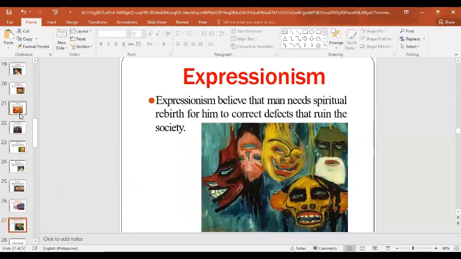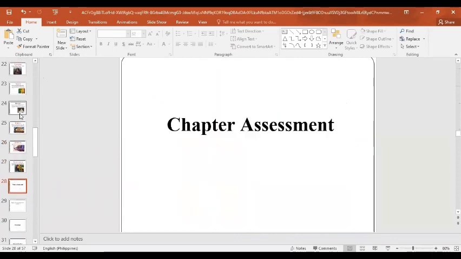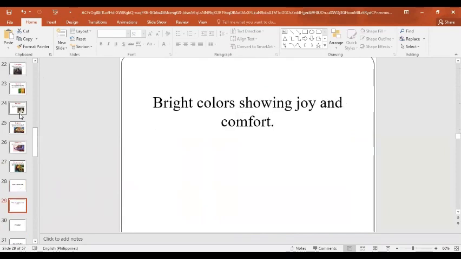And also we have expressionism na ini-emphasize naman yung emotions and feelings ng isang artist, like yung subject presented dito ay involved like in chaos, sadness, tragedy, and also defeat. Okay? So let's do have the chapter assessment. So this is formative lang naman, no? Try to answer this one kung may natutunan.